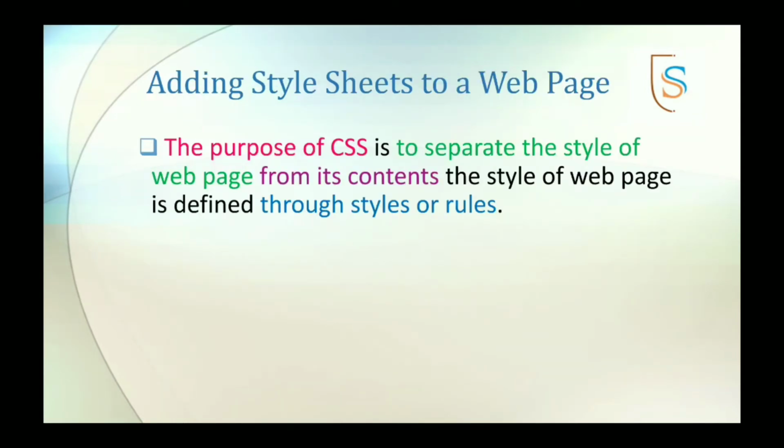Now we will talk about how we can add styles to a web page. The purpose of CSS is to separate the style of a web page from its content, and the style of a web page is defined through styles or rules. Generally, what is the main purpose of CSS? It is to separate style into one file and structure into another. The HTML file contains the structure of the content and the CSS file contains all the styles for the content.